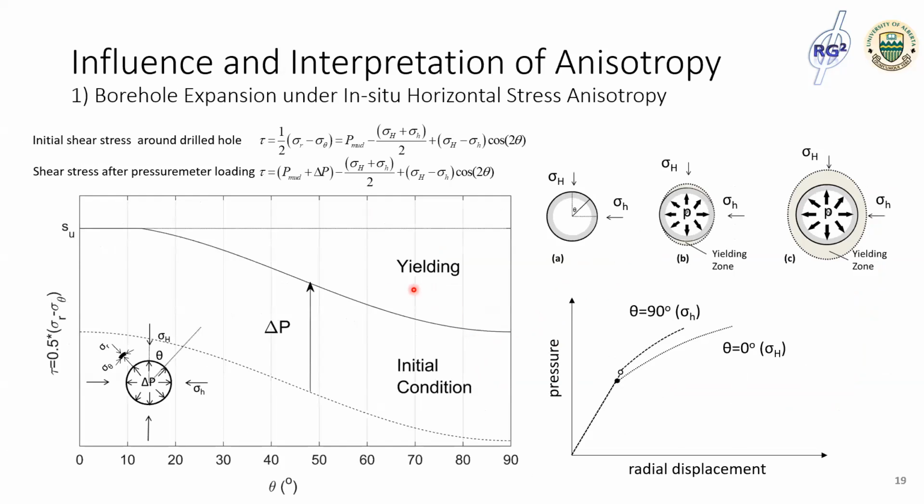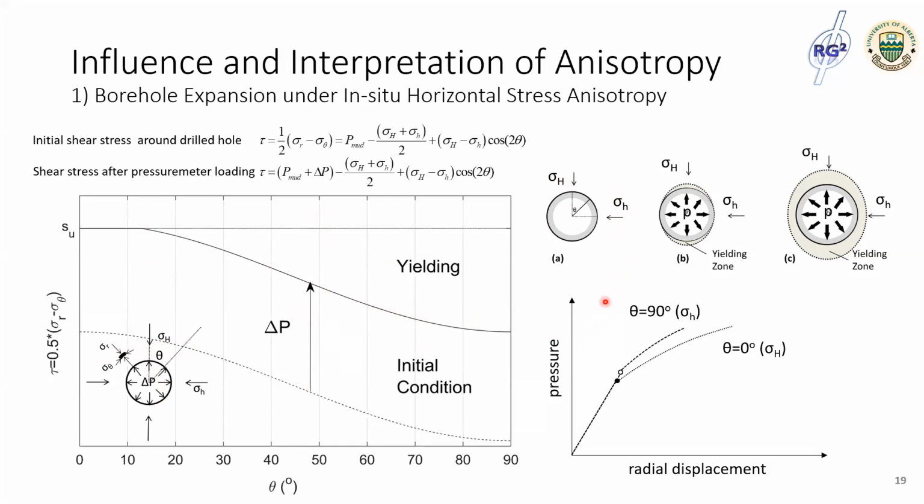And the first anisotropy we investigated is the in-situ stress anisotropy. In this simple example, I show the elastic medium under anisotropic stress boundaries, sigma maximum H and sigma minimum H. The stress distribution around the borehole can be predicted by Kirsch's equation. The prediction shows the variation of the shear stress with the angle theta, and the subsequent unloading with a uniform pressure increment delta P applied to the borehole wall will not change this variation.